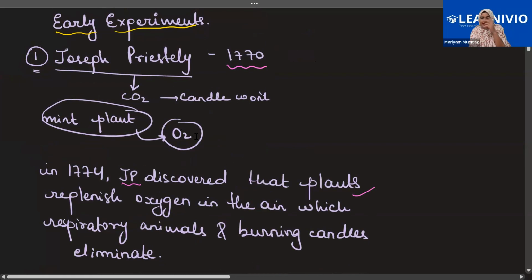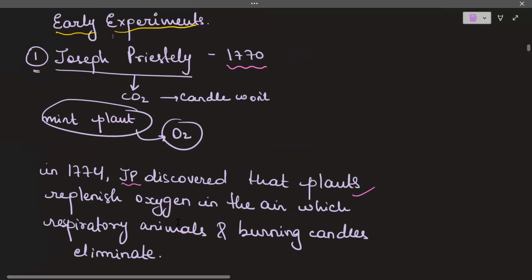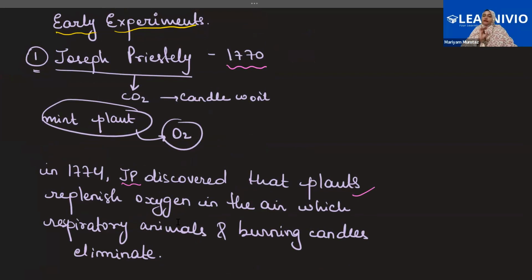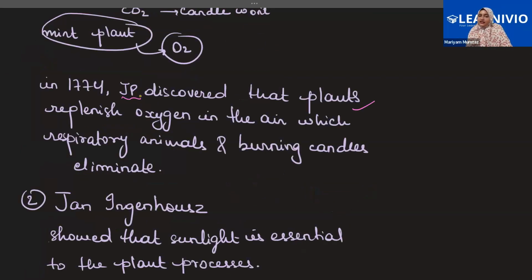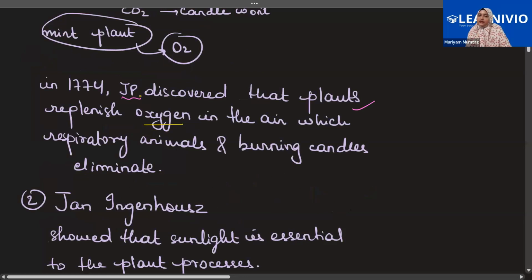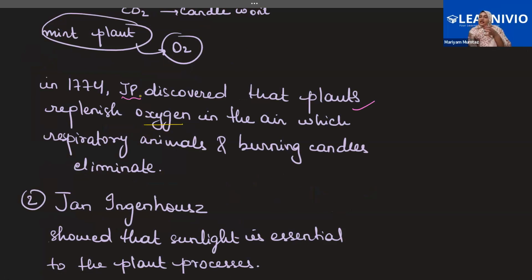said that he discovered that carbon dioxide is extremely important for the process of photosynthesis. Whenever a plant performs photosynthesis, it adds oxygen to the air. This was what he discovered, and he wanted to prove it. So in the year 1774, Joseph Priestley discovered that plants replenish oxygen in the air, which respiratory animals and burning candles eliminate. For this, he did the bell jar experiment.